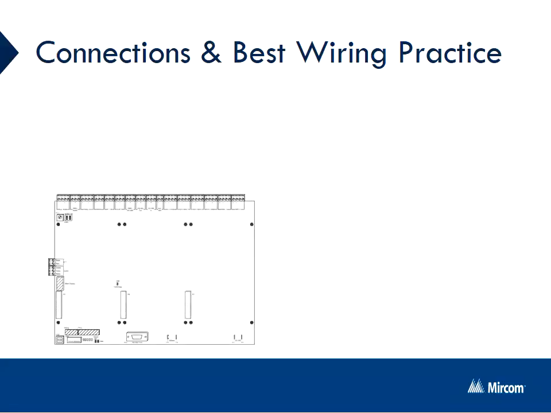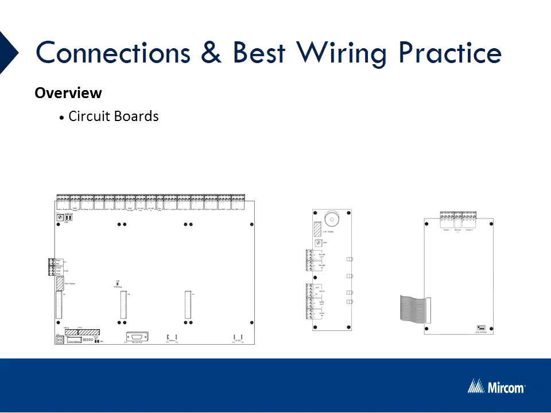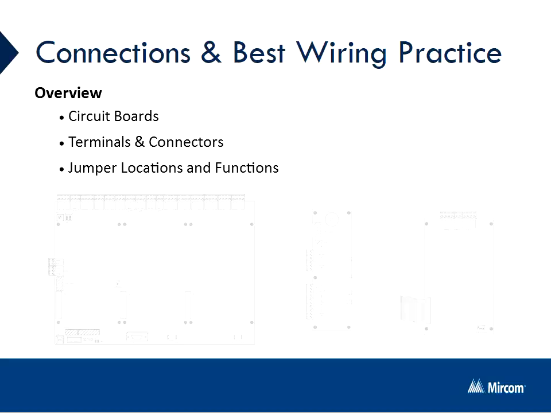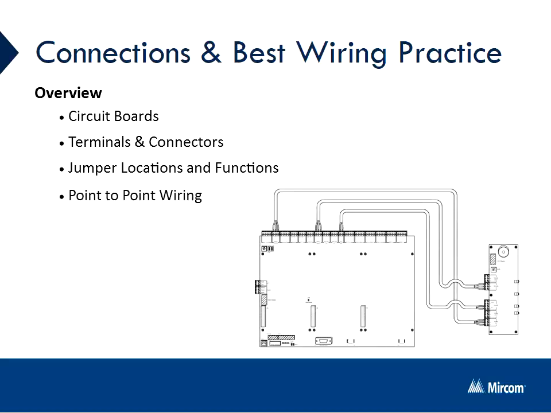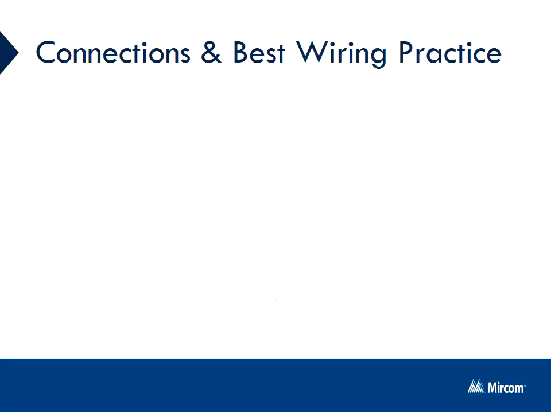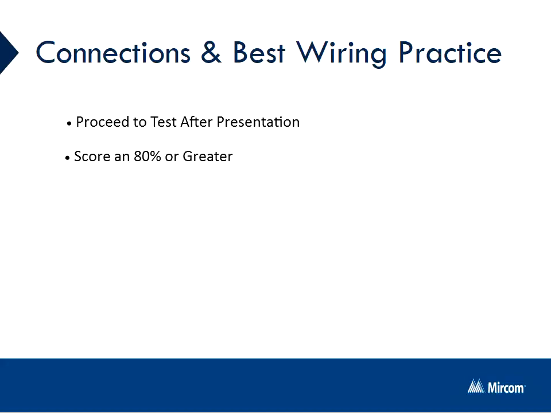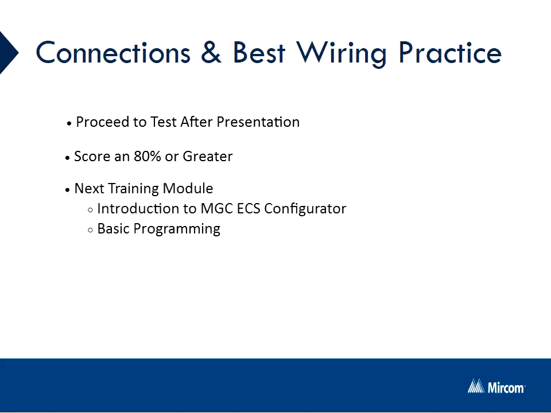This module will start with an overview of all the different circuit boards, their connections, and the jumper locations and functions. Once we have reviewed all the different connections, we will go over the point-to-point wiring. Much like the first module, you will be tested at the end of the presentation, at which point, if you obtain an 80% or greater on the test, you can move on to the next training module, which will introduce you to the MGC audio configurator and basic programming of the QX Mini audio system.